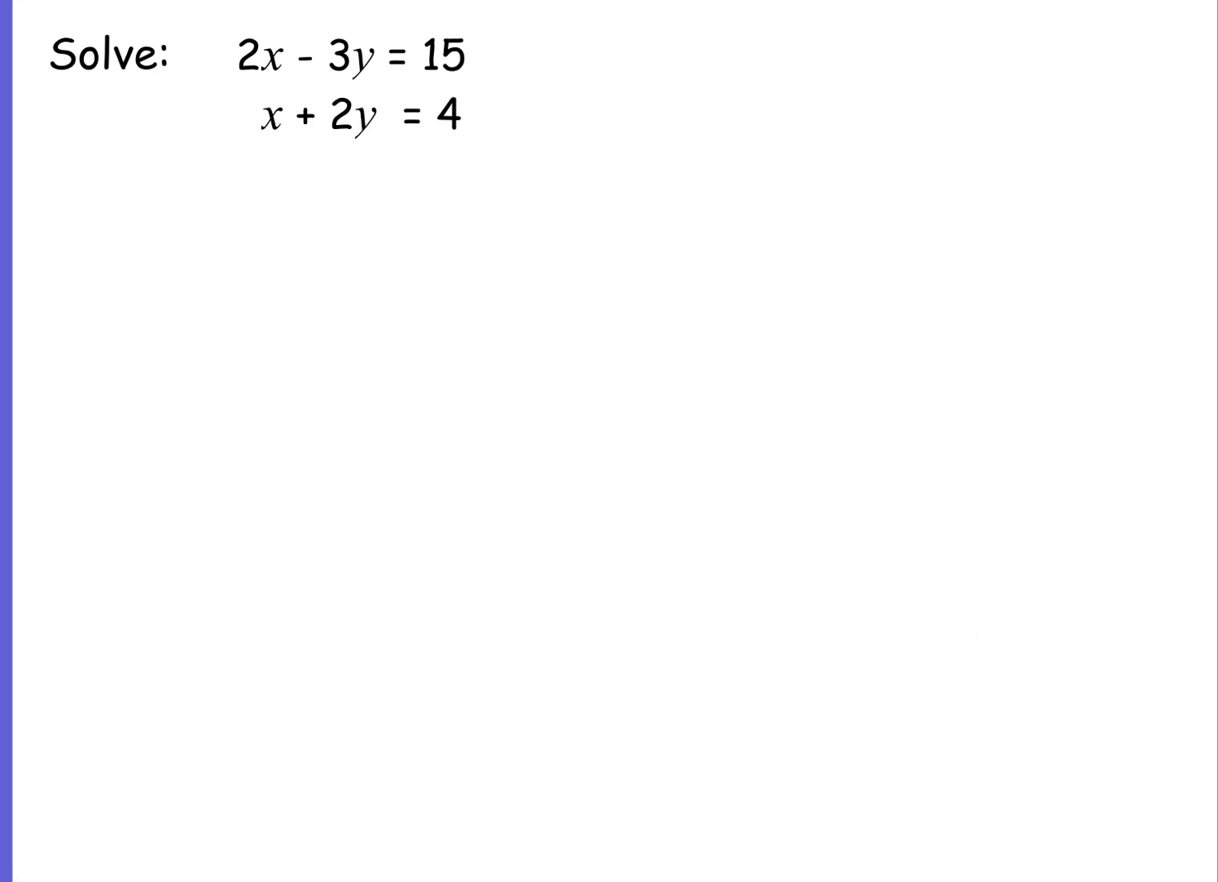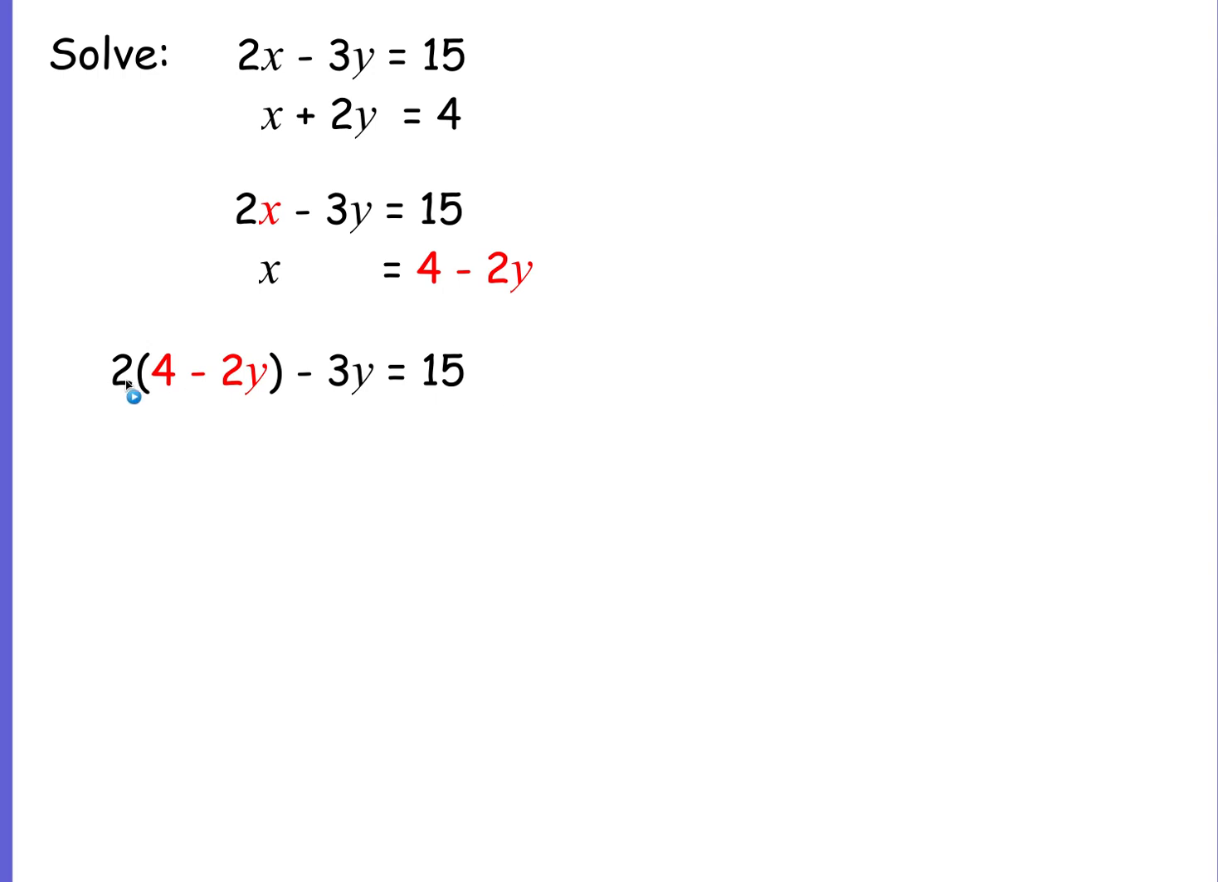Here's a third example. This is just to point out I wouldn't rearrange for y equals because I'd end up with fractions. If I was to rearrange for y, I would end up with y equals -1/2x plus 2. Don't want fractions. So here I would have rearranged for x equals. So took that plus 2y to the other side and made it x equals and just substitute for x. And that says 2x, that x is going to be replaced by 4 minus 2y.